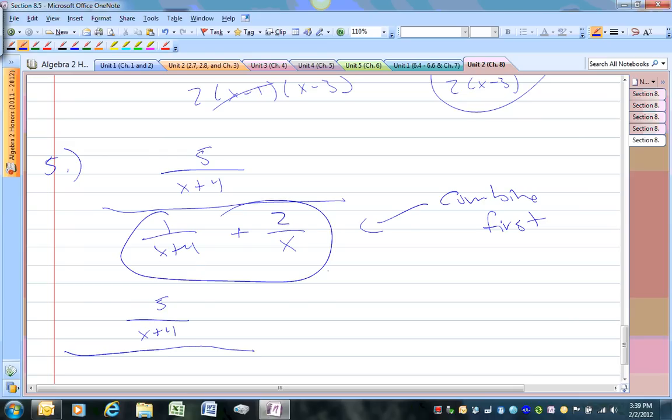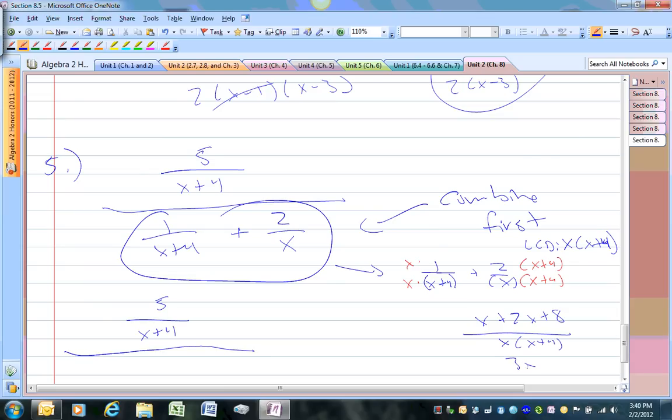So if you combine those two first, you have 1 over x plus 4 plus 2 over x. LCD will just be x times x plus 4. It's not like you can factor out x from x plus 4, so you just have to multiply those two together. So when we work that out, we have x plus 2x plus 8 over x times x plus 4, which is 3x plus 8.